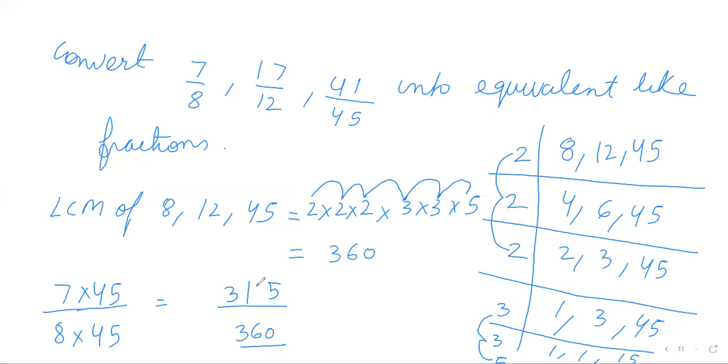So Samraj, try 17 by 12, change it into denominator 360, and again try for 41 upon 45, change it to denominator 360. Okay, ma'am, 1 minute.